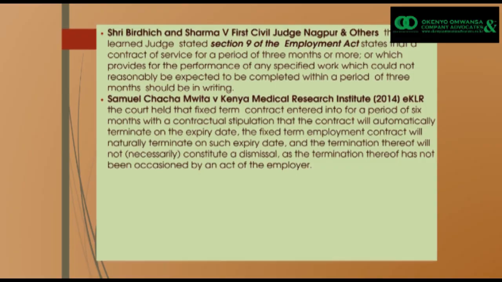In the case of Samuel Chacha Mwita versus the Kenya Medical Research Institute, a 2014 case, the court held that a fixed term contract entered into for a period of 6 months with a contractual stipulation that the contract will automatically terminate on the expiring date will naturally terminate on such expiry date. This means the notice of termination of a fixed term contract is inbuilt in the contract, so the issue of notices does not come in.